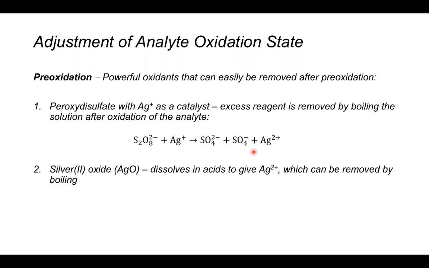So you can see here there's an oxidation reaction going on. So silver(II) oxide, so here is a silver oxide, dissolves in acids to give silver 2 plus, which can be removed by boiling.